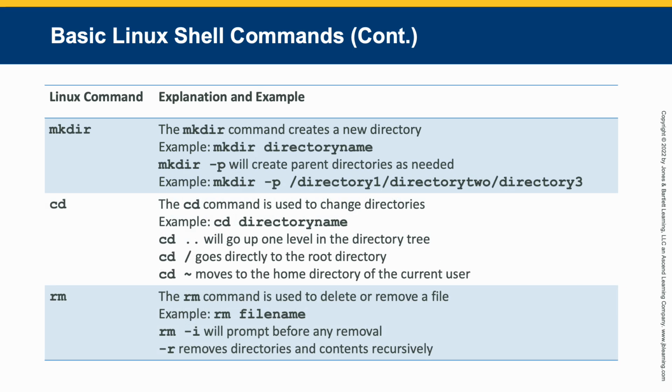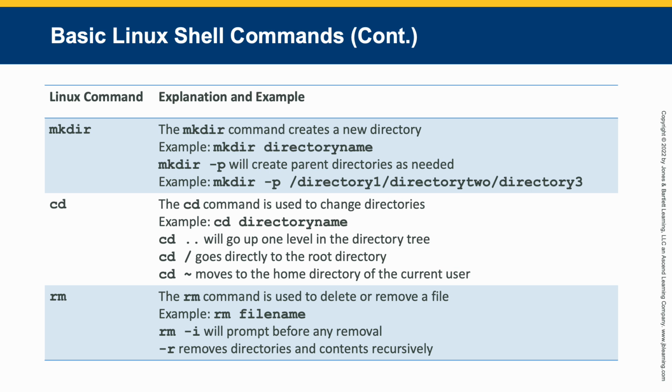mkdir, the mkdir command creates a new directory. Example, mkdir space directory name. mkdir space dash p, not the caps, will create parent directories as needed. Example would be mkdir space dash p space directory1/directory2/directory3. And in this case, you can see directory 1 pretty much looks like directory L.